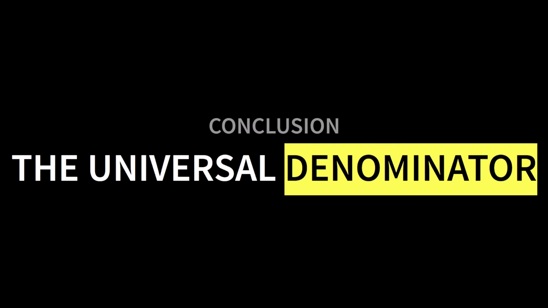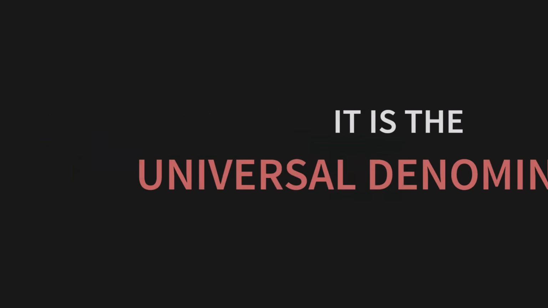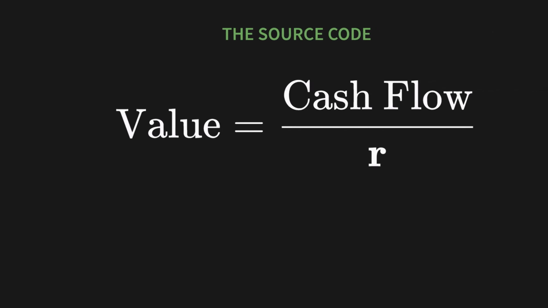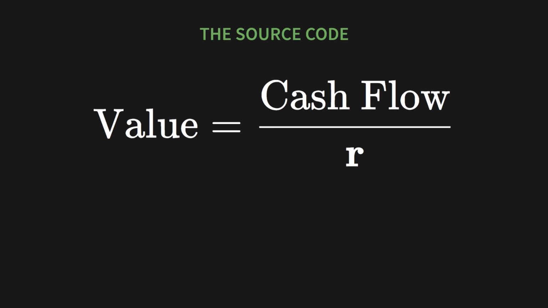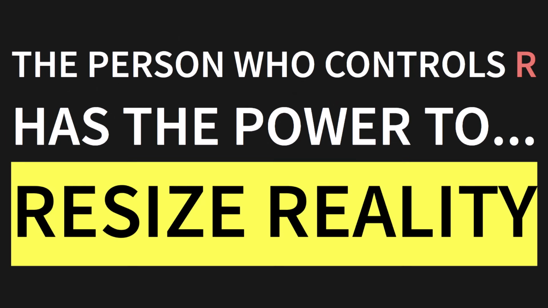So, we've come to the end, the conclusion. Let's talk about the universal denominator. The Fed funds rate, R, isn't just some number you hear on the news. It is the universal denominator. It all comes back to the source code, that one simple formula we've seen again and again. Take a look at the screen. Value equals cash flow divided by R, and the law of math is undeniable. A bigger R, a bigger denominator, means a smaller value. Period. It's just that simple. So think about what that means. The person who controls R has the power to resize reality.